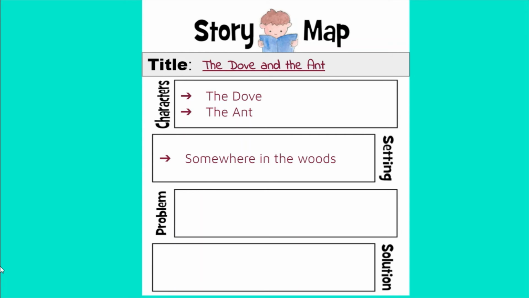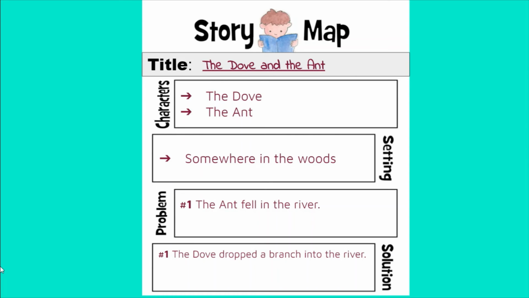So we do have two problems, right? So that means that we have two solutions. Let's look at problem number one. The ant fell in the river. And what is the solution to that problem number one? Yes, the first solution is that the dove dropped a branch into the river to save the ant, which in turn swims to shore. That's right.